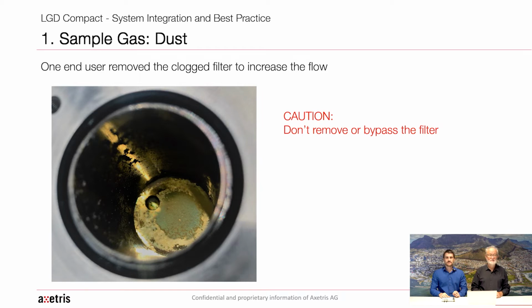One of our customers had a clogged filter, and he realized there is no gas flow anymore, so he just removed the filter and put the gas tube directly to the sensor. And then the sensor was the filter, and look what happened. It was filled with fluid and dirt, and after a while it did not work at all anymore.